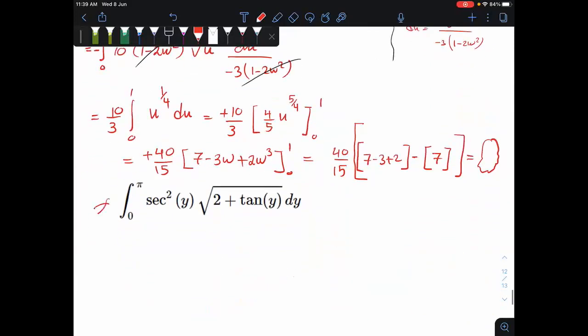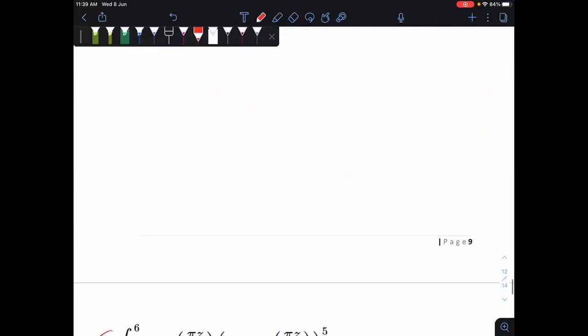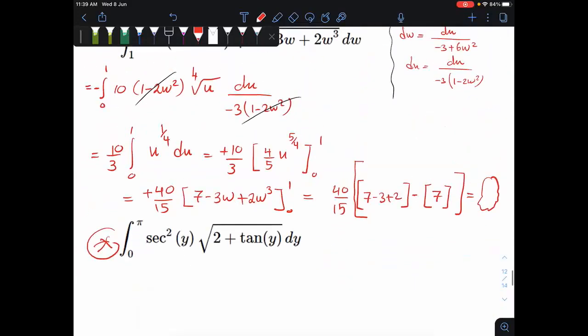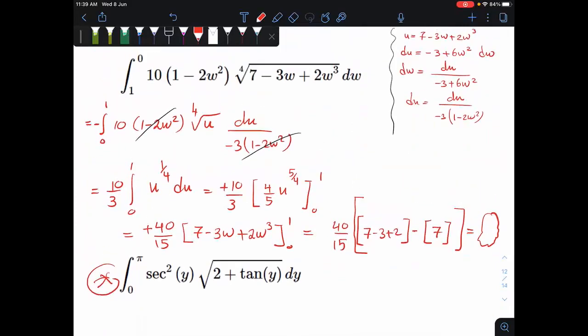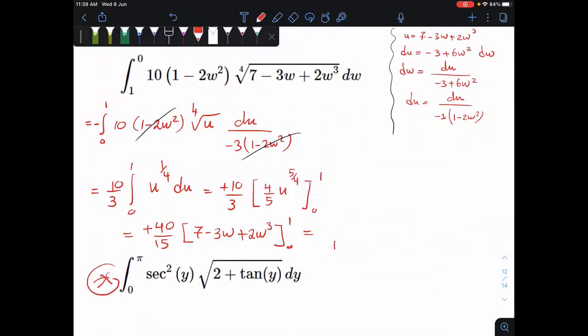I will leave these 2 questions, guys, for you to practice. And the last question. Yes, this all, power 5 over 4. You are right. So only in the last step, you have to write this all to the power of 5 over 4 and do it in the calculator.